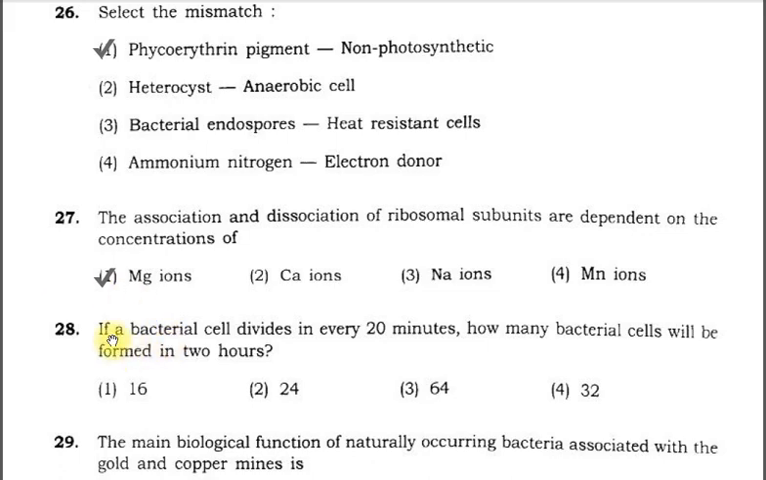Question number 28. If a bacterial cell divides every 20 minutes, how many bacterial cells will be formed in 2 hours? So options are 16, 24, 64 and 32. The correct one is option number 3, which is 64. One bacterial cell gives rise to 2. After 2, 4 are formed. In the next division, 8 are formed. In the next, 16, from 16 to 32, and then 32 to 64.